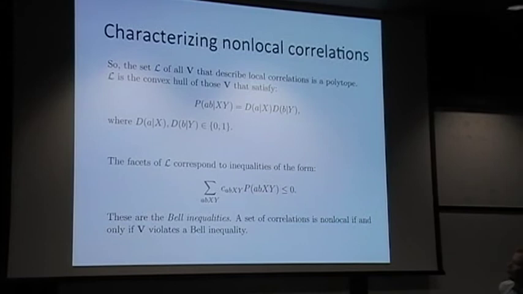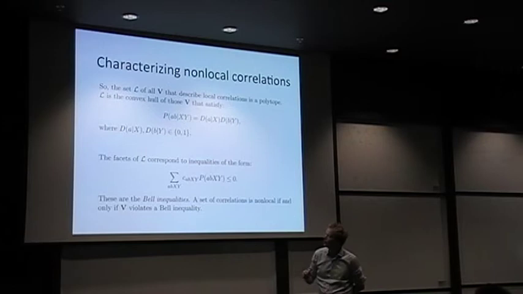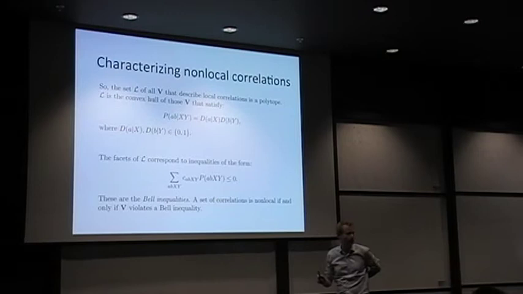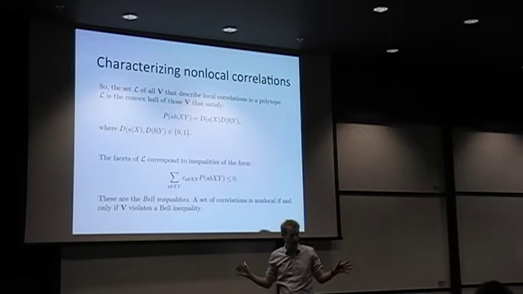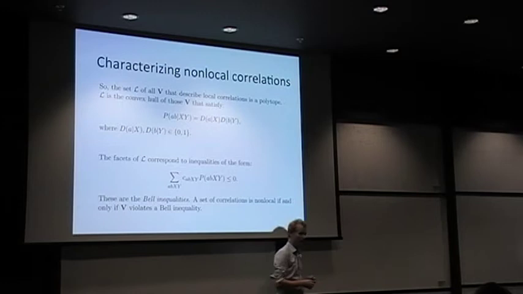And given a polytope, the facets of that polytope correspond to linear inequalities. They correspond to inequalities that have this sort of form, and these are the Bell inequalities. So quite generally, this is what we mean by Bell inequalities. And a set of correlations is non-local if and only if that vector V violates a Bell inequality. Because if it violates a Bell inequality, it does not lie within the local polytope; it lies outside one of its faces.